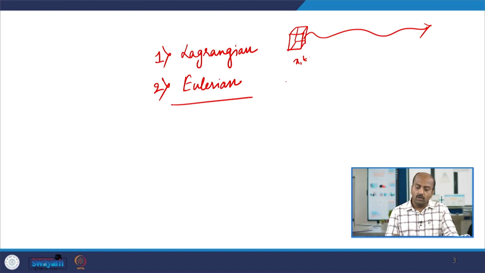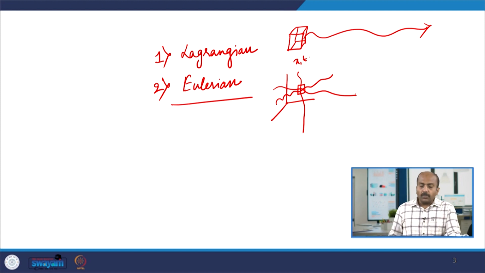The Eulerian control volume is fixed with respect to the axes. Let us say if this is the Eulerian control volume, this remains fixed, but the fluid instead moves or flows through this control volume, right. So, this is some basic information about the control volumes.